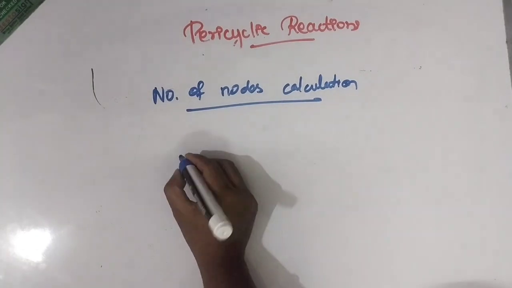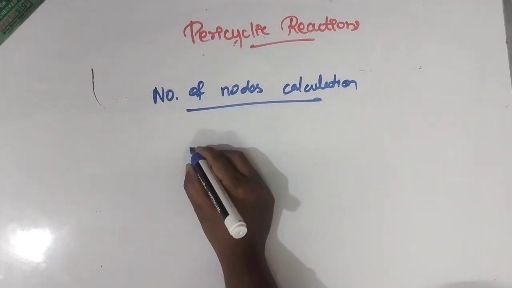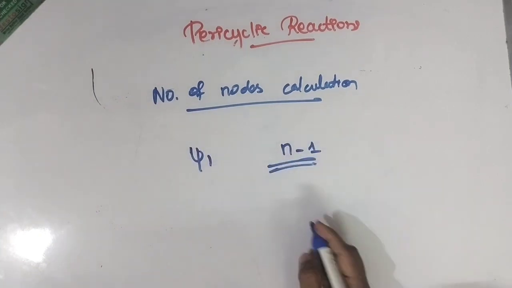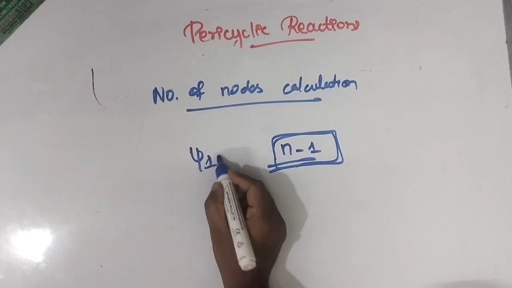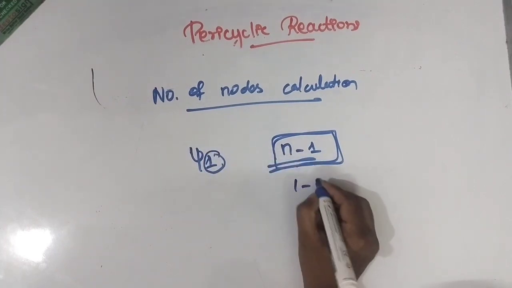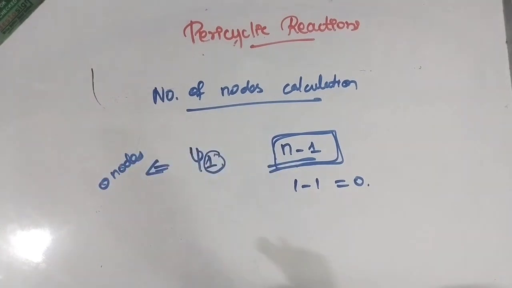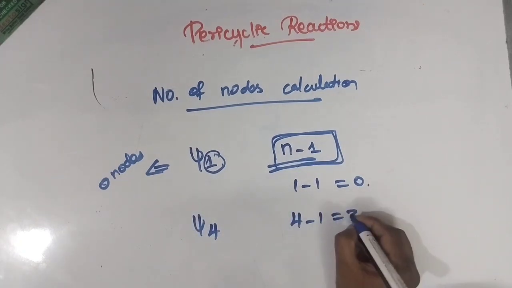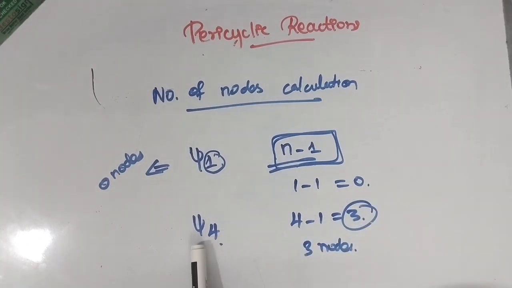So here, whenever they ask you the number of nodes, if you have psi 1, then the number of nodes is n minus 1. This is very simple. N minus 1 is the general formula to calculate the number of nodes. If you have psi 1, n value is 1. 1 minus 1 is 0. So psi 1 has 0 nodes. Similarly, if I am asking for psi 4, what you should do? 4 minus 1, which is 3. So psi 4 has 3 nodes.